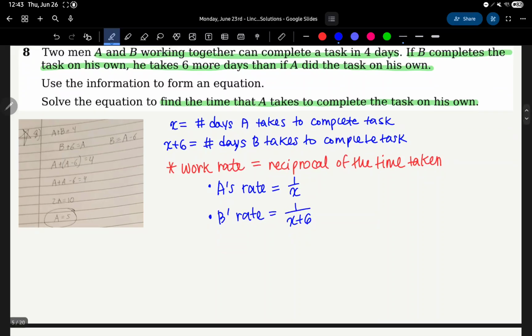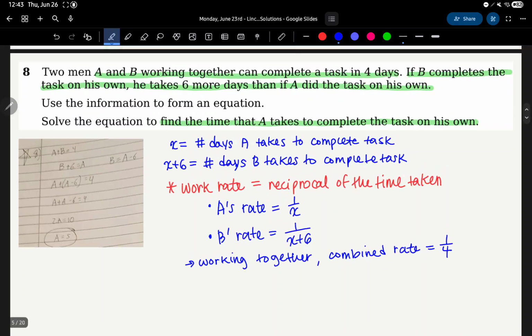Okay? And working together, the combined rate is 1 over 4, right? How do I know that's 1 over 4? We can look at the first sentence right here, that working together they can complete a task in 4 days. What does that mean? What is their rate? What is their daily rate? How much can they work in a day together? They can finish 1/4 of the job in 1 day. So that's where we're starting here.